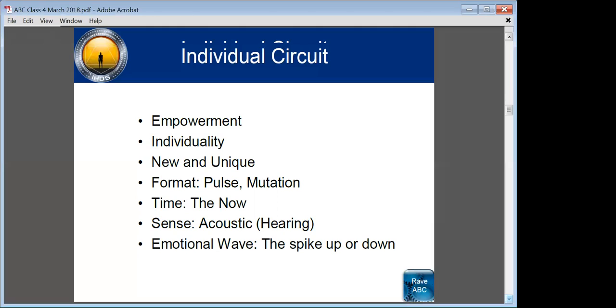And then we have emotional wave that again is going to be formatted through a pulse, and that's why there's a spike up or there's a spike down. There's other keynotes and qualities though that you can recognize within this. Obviously what it says is the individuality is what's empowering something brand new and unique into the world. If we did not have individual circuitry, there would be no change.